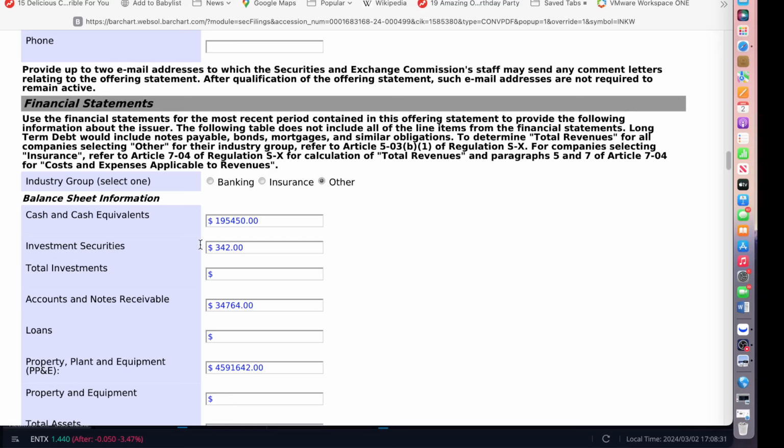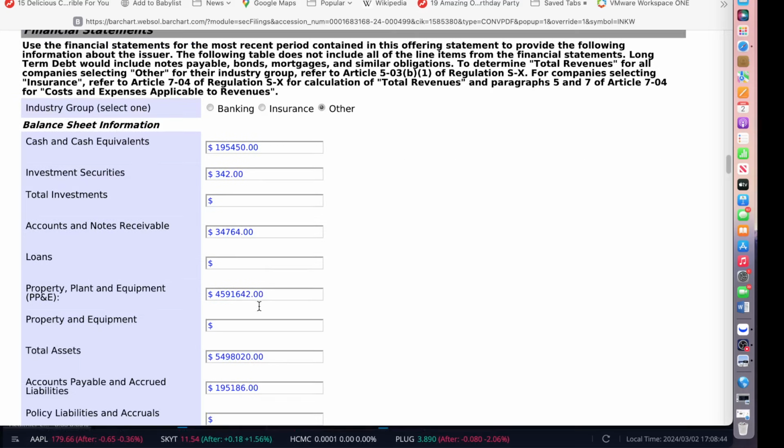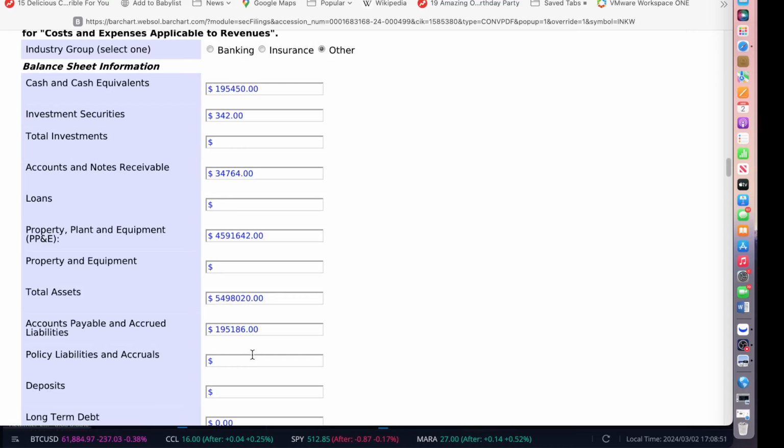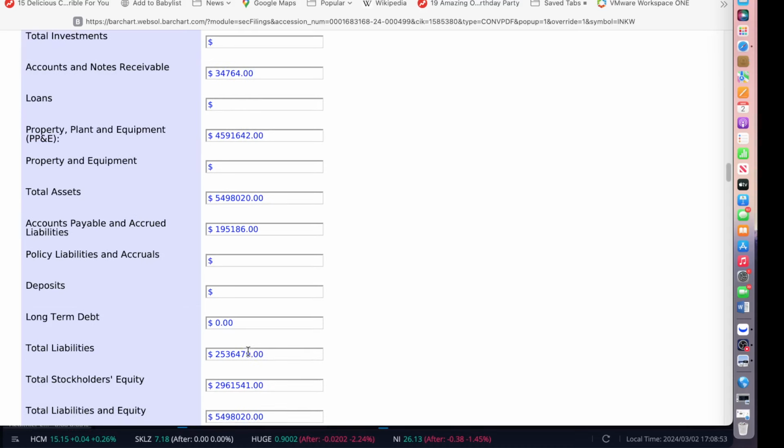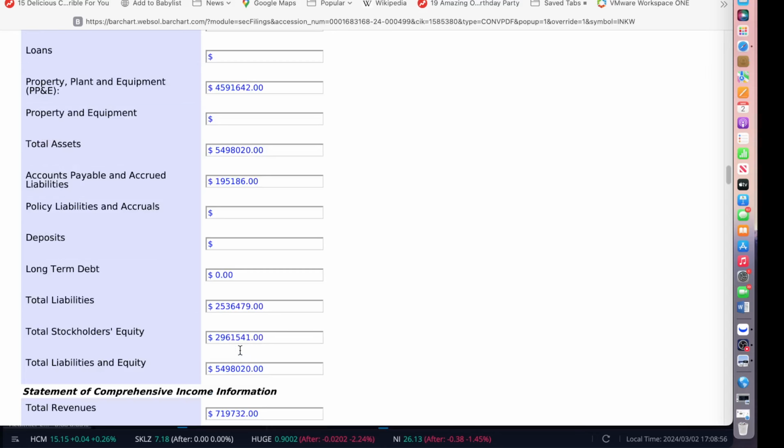The cash and cash equivalents they have is roughly 19 million 540,000, so 19 million. And the investment securities are about 340. Kind of doesn't make sense to me, but oh well. The property and everything is over 45 million. The total assets is over 54 million. The accounts payable and liabilities over 19 million. Total liabilities over 25 million. Total stockholders' equity, who invested directly in them, is over 29 million. And total liabilities and equity is over 54, right?